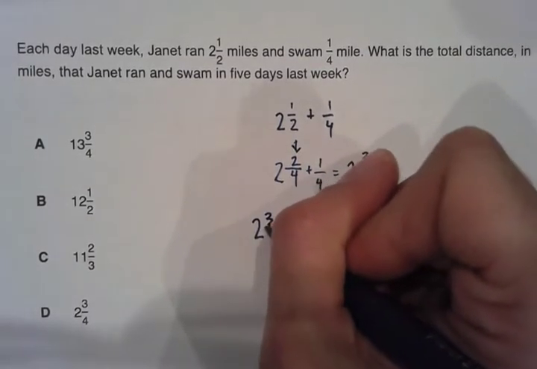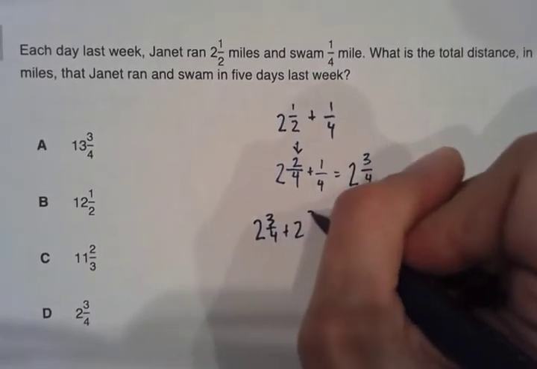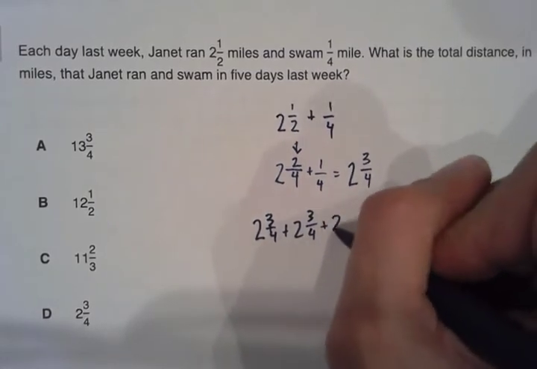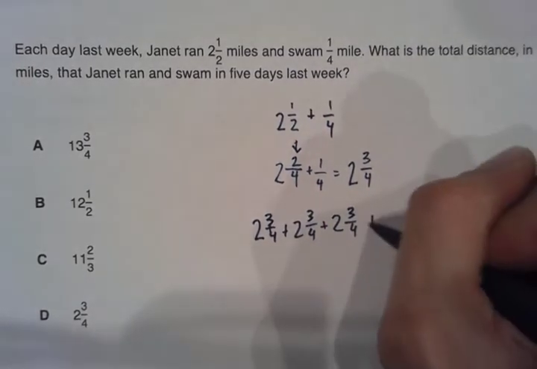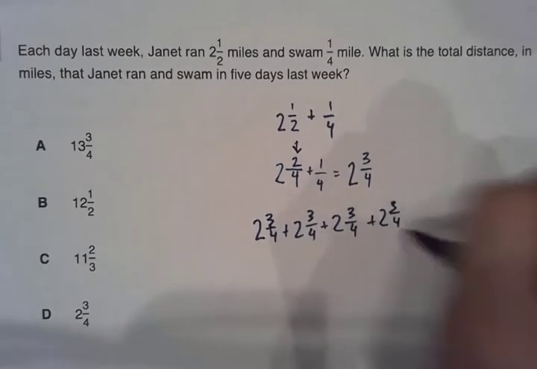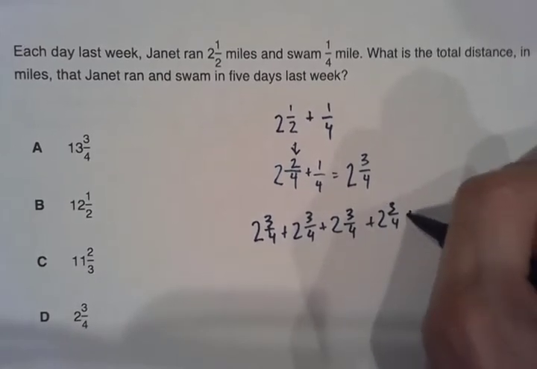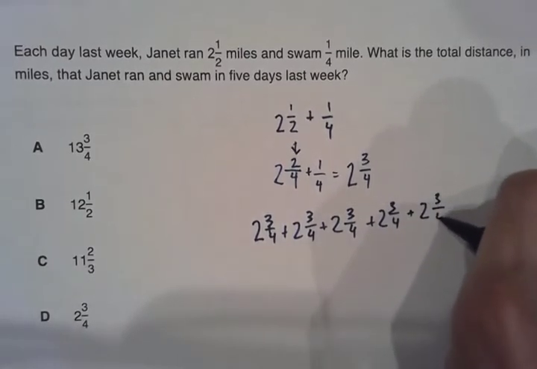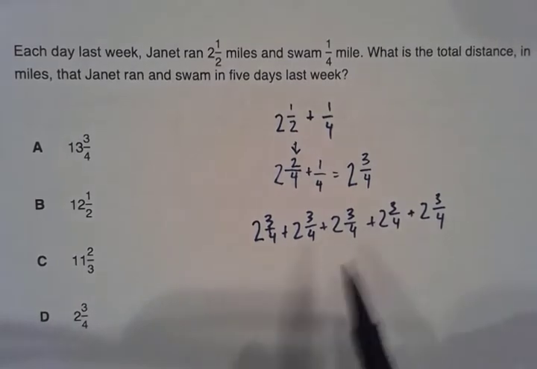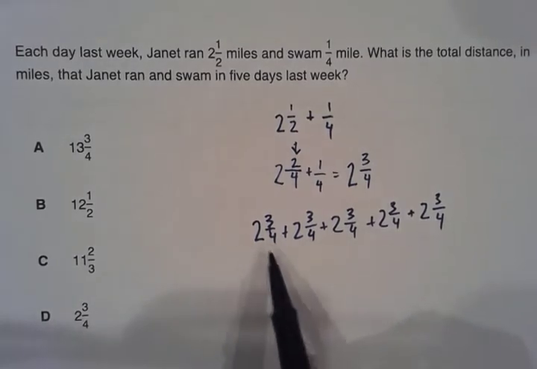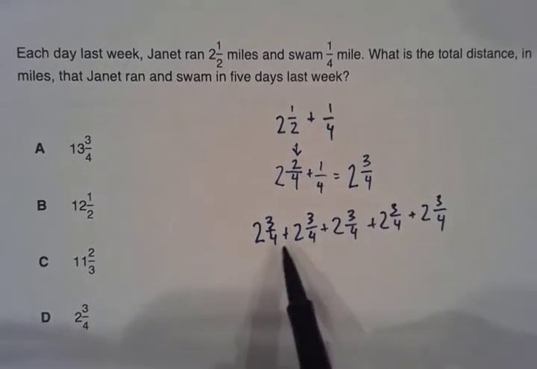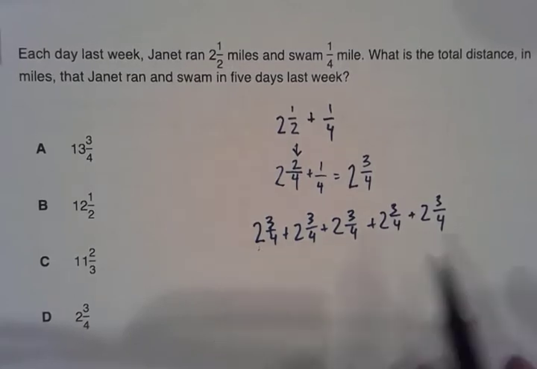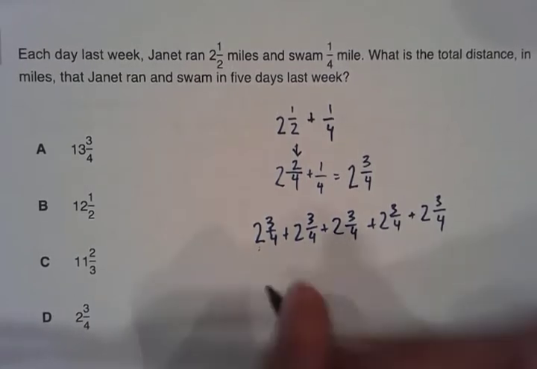So that'll be 2 3/4 plus 2 3/4 plus 2 3/4 plus 2 3/4, one more time, 2 3/4, a total of 5 times, or you could do 2 3/4 times 5. So I already know that 2 times 5, or 2 plus 2 plus 2 plus 2 plus 2, that's going to give me 10.